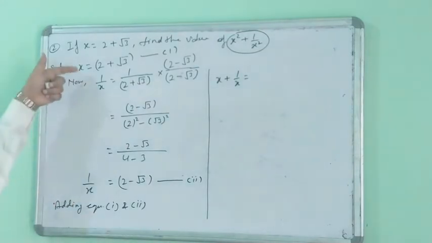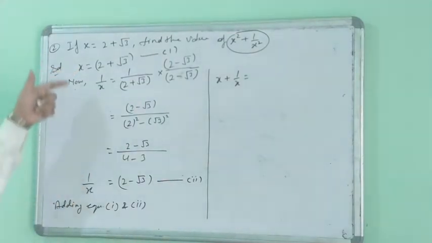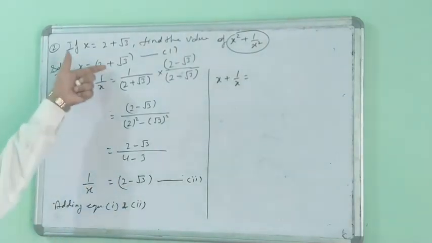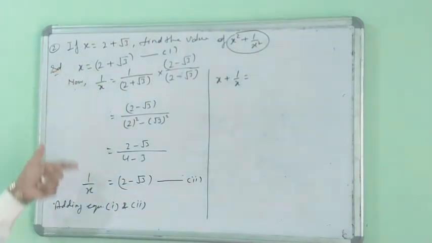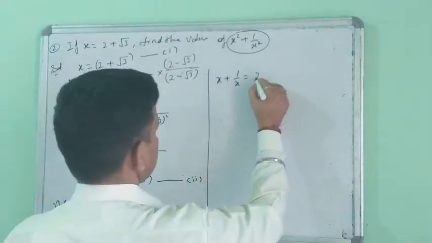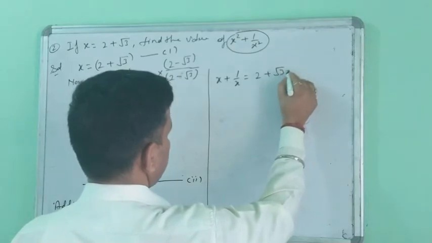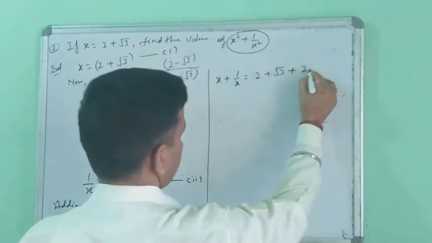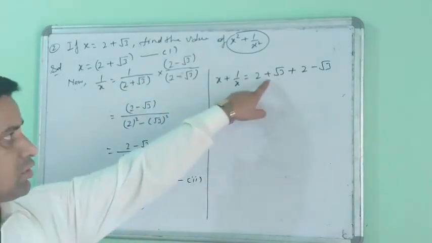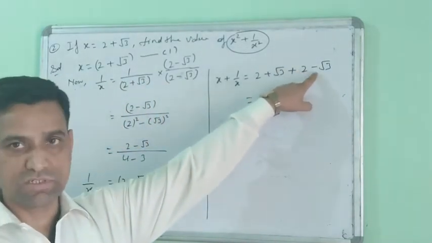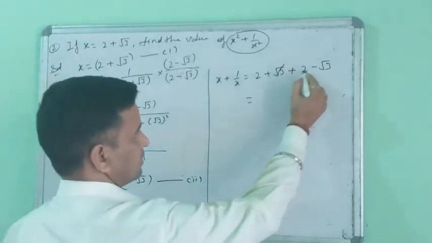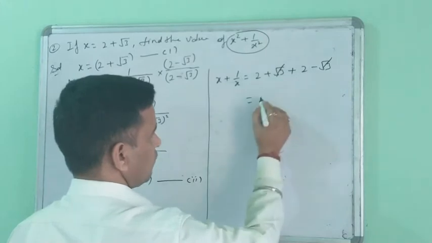Left part adding the left part, and right part adding the right portion, in both equations. Here it is 2 plus root 3 plus 2 minus root 3. So what result comes here? This is the portion of the first equation, this is the portion of the second equation. We are adding both equations here. Then root 3 and minus root 3 cancel, and 2 plus 2 is 4.